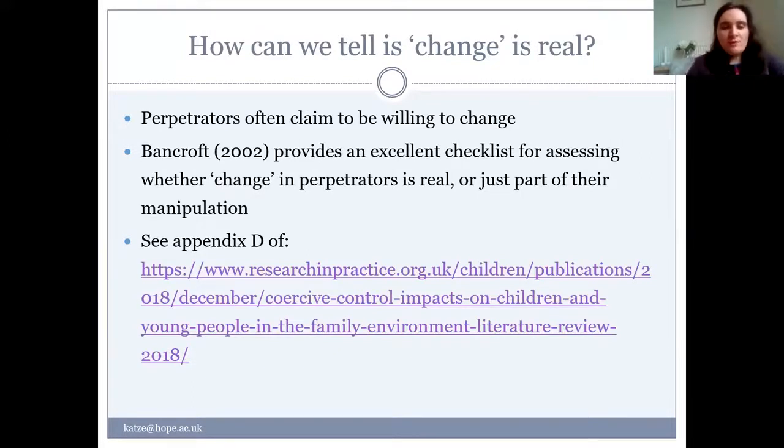And then I just want to flag this up. One of the first things perpetrators will do when they start to get challenged on their behavior is claim that they are willing to change. So we need to be on the lookout for this. And Bancroft provides an excellent checklist for assessing whether this change is real or is just part of the perpetrator's manipulation. So if you click on this link, then you'll be able to get to Appendix D of this Research in Practice report, which has Bancroft's checklist on assessing change in perpetrators. And I'd really recommend that, it's great.